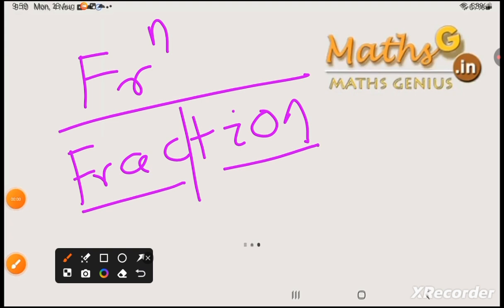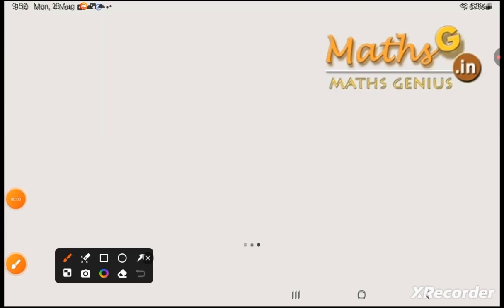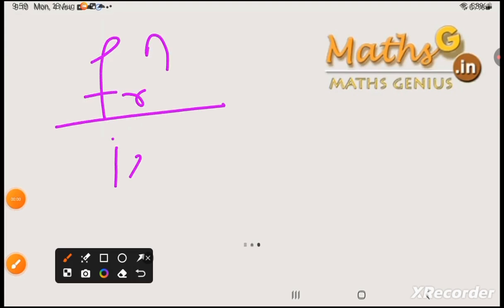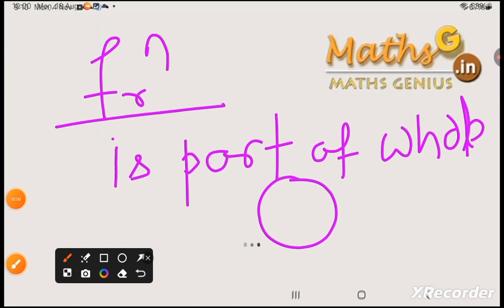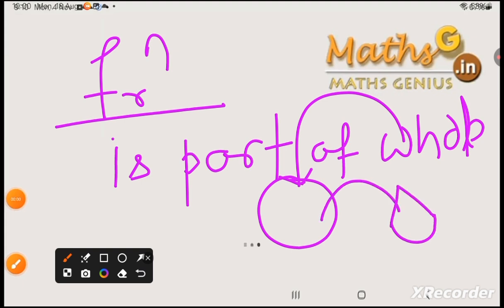So what exactly is a fraction in mathematics? Simply, a fraction is a part of a whole. We will be writing it as a part, not the part of the whole. So take a whole cake, this is the whole. If I take this much of the cake, then this is a fraction of the cake, or part of the cake.